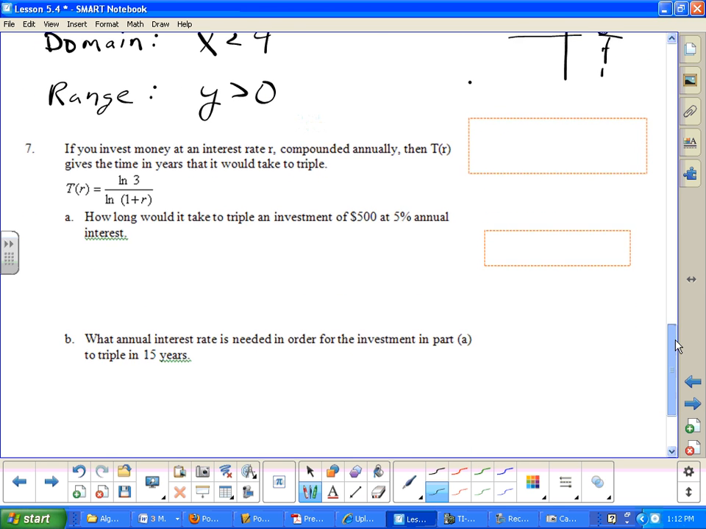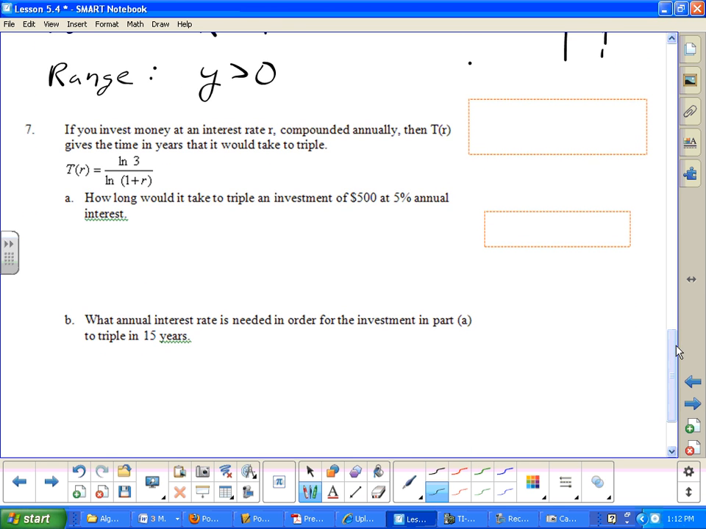Okay. All right. Number 7. If you invest money at an interest rate R compounded annually, then T of R gives the time in years that it would take to triple. How long would it take to triple an investment of $500 at 5% annual interest? And here's a formula for tripling.